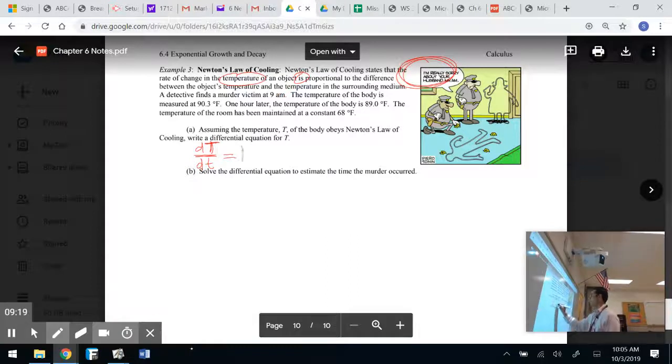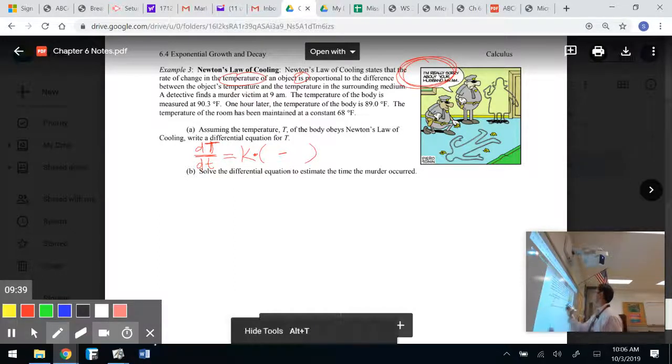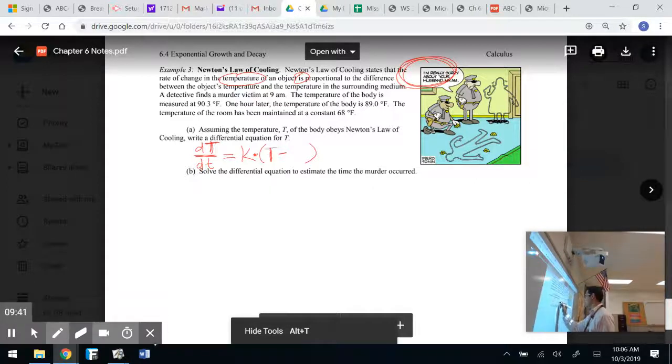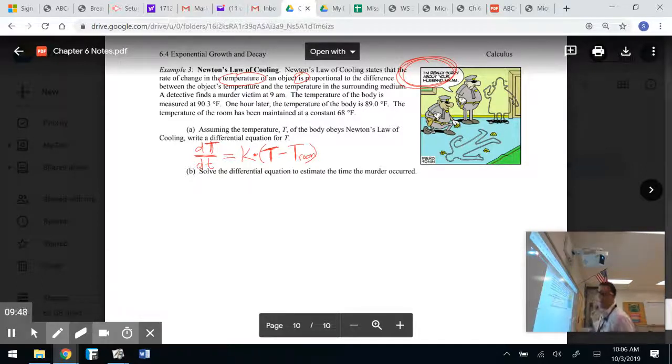Proportional. Proportional means k, times something. So it's going to be times the difference of two things: the difference between the object's temperature and the temperature in the surrounding medium. So we have the object's temperature, we'll call that T. And then we have the temperature also of the room. It's the difference between those two things. Hopefully they give me some information. If not, that looks way too tough to deal with.